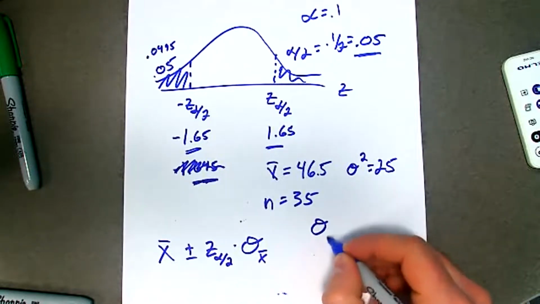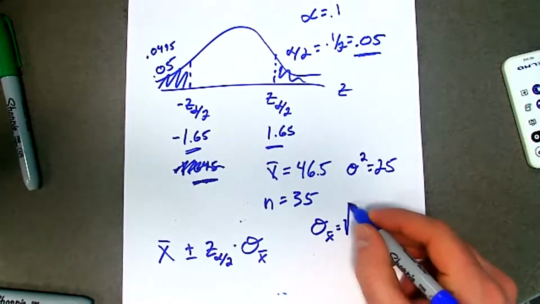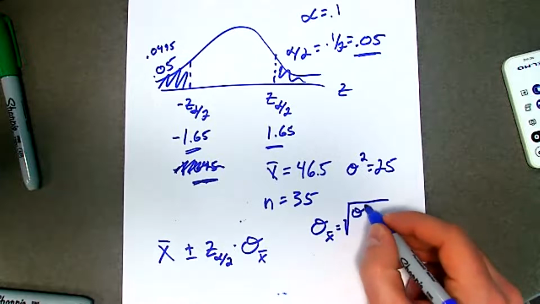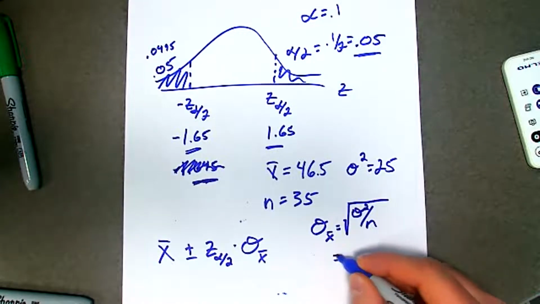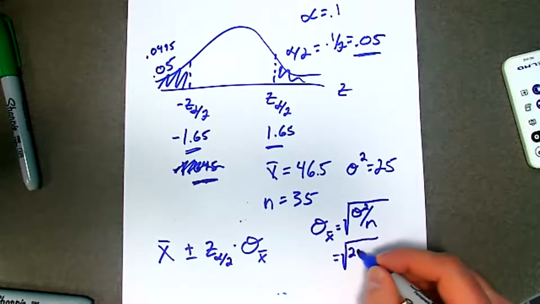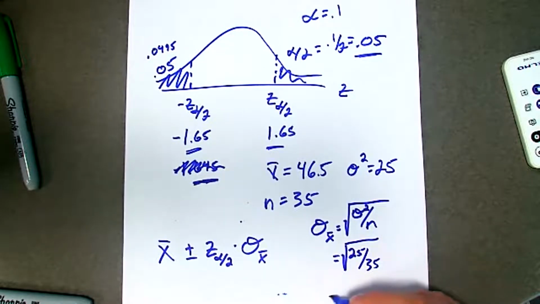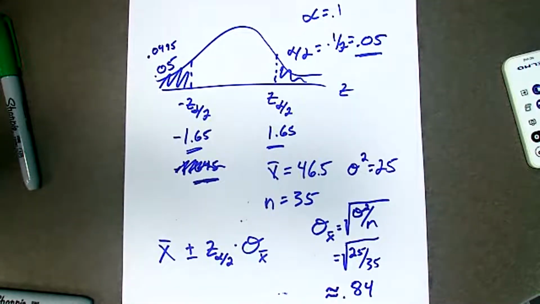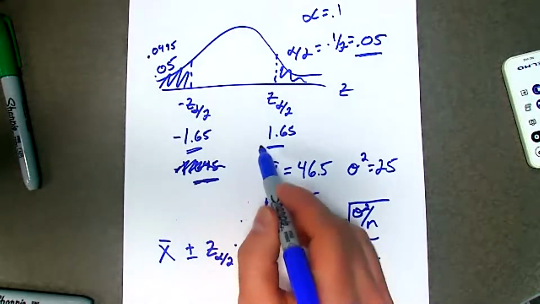So if I wanted the standard deviation of my sample means, that's the square root of the population variance I sampled from. So what, 25 over 35? And I think this is approximately 0.84. Okay. Well, now I have the standard deviation of my sample means.